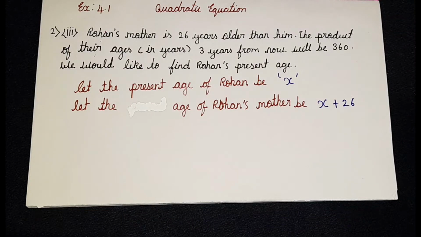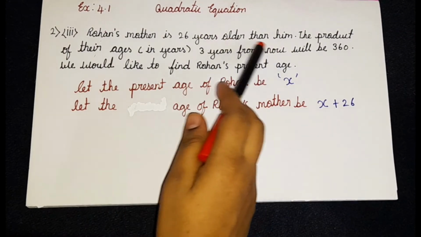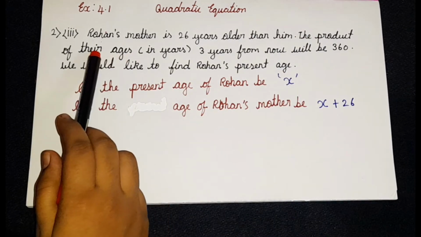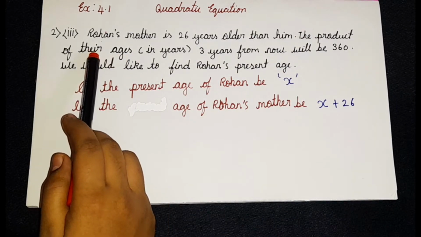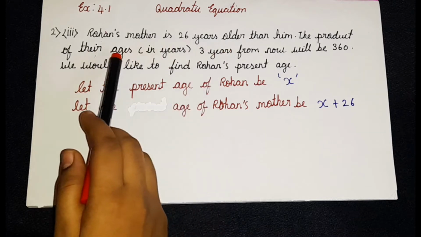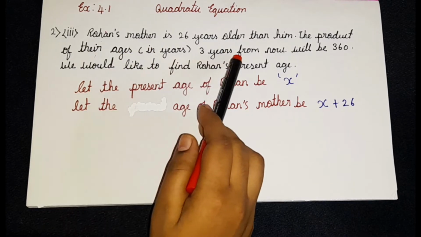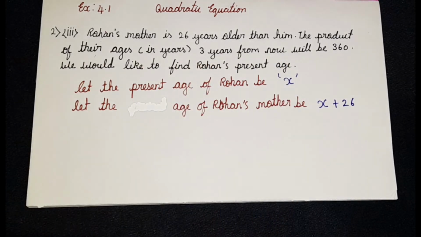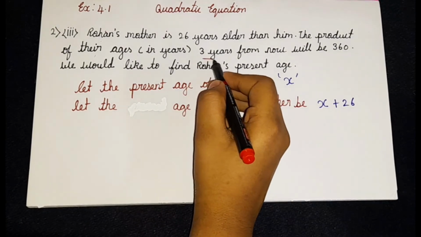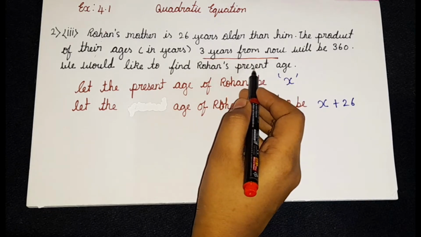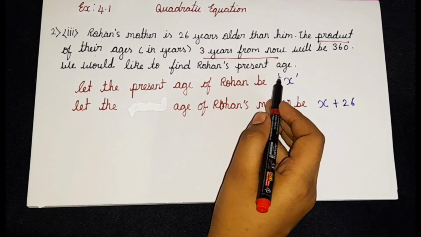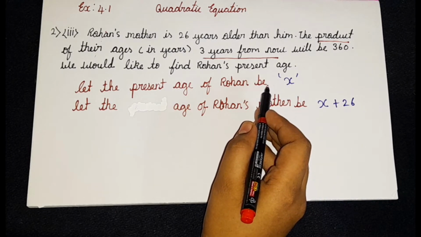Alright, the first sentence is really easy. I just explained up to here. Now the product of their ages means Rohan's age and Rohan's mom's age. The product of their ages in years 3 years from now will be 360. Here we have 3 years from now, which is really important, and here we have product. These are our main words, so you should note these words.